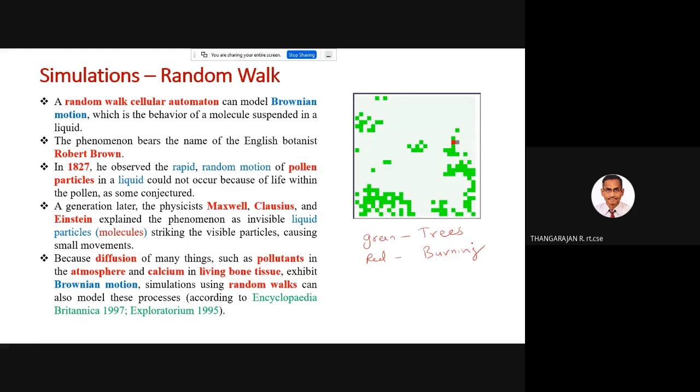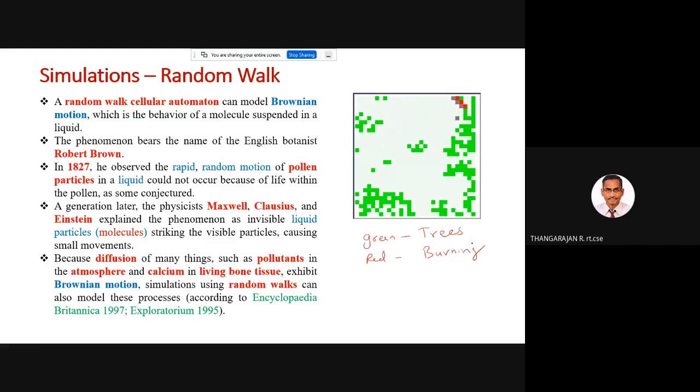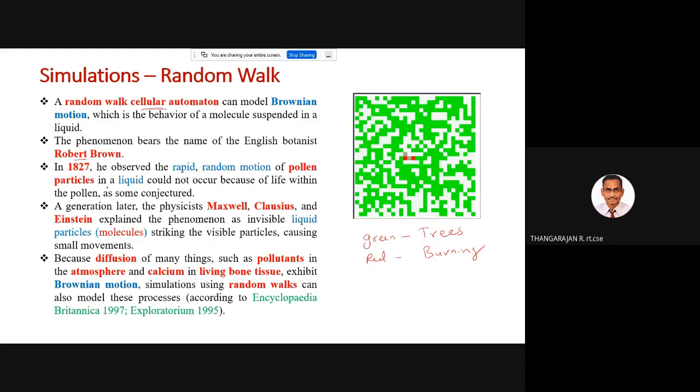You know that forest fire is a common phenomenon that occurs in every place, whether India or abroad. So in summer you will find that somehow by accident fire is generated and the entire fire spreads in the forest and it destroys the complete forest. Now you want to simulate how a forest fire works. How does a forest fire move? For that we are using this method, which is called the random walk cellular automata.